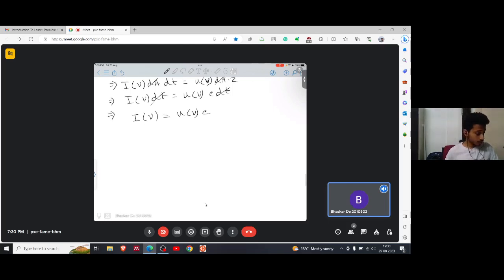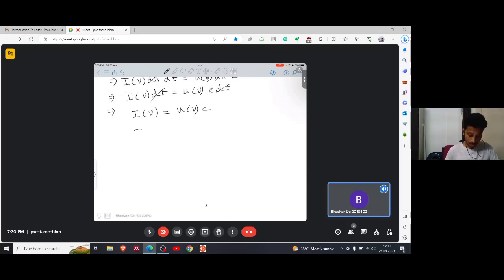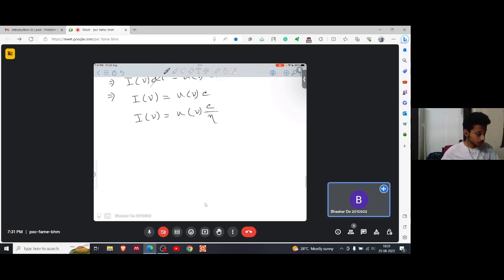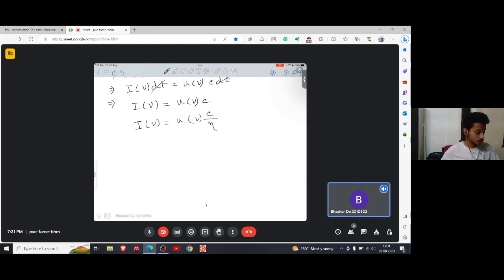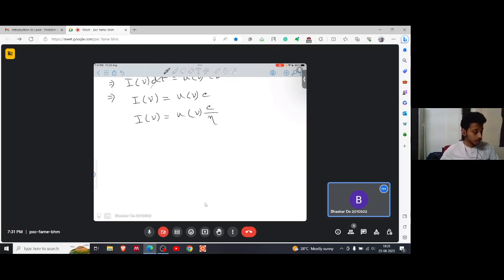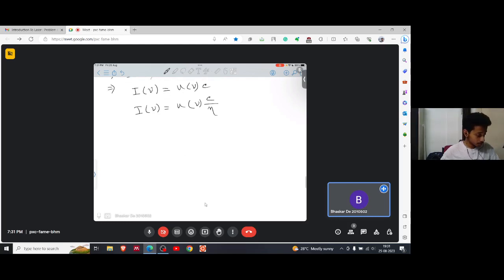So when the volume element is in a medium whose index of refraction is eta, then we can write this as I nu equal to u nu c by eta. So we can now convert this expression for the energy density of radiation within a cavity of temperature T to an expression for black body radiation emerging from a hole of unit surface area accessing the cavity and radiating into a hemisphere.